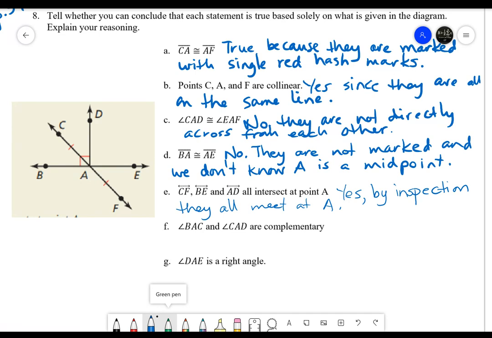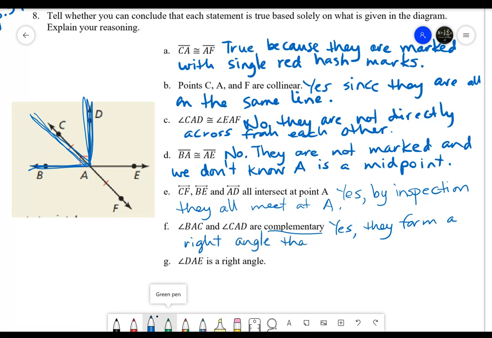Okay. BAC and CAD are complementary. So BAC is here, and CAD is here. Do these form a right angle? Because that's what complementary means. And then we say yes. They form a right angle that is marked. So because we have that red square in the corner right here, that means for sure that yes, they are right angles. And last, is DAE a right angle? And we're going to be able to say yes to this too.